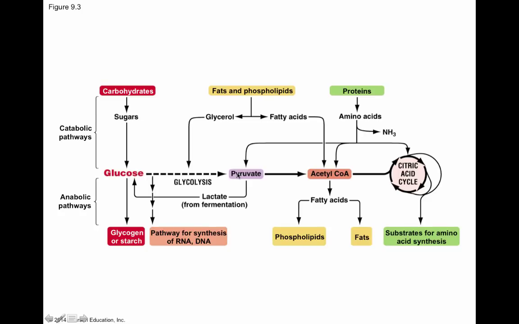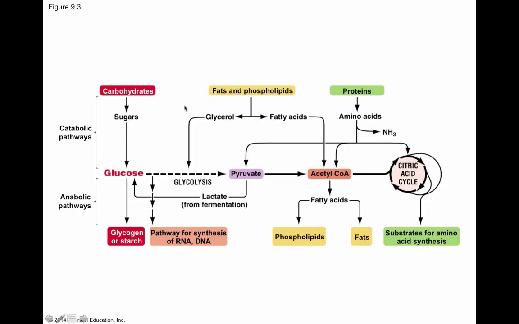Here's phase 1, glucose to pyruvate, so that's glycolysis. Here's pyruvate processing to acetyl-CoA. Here's acetyl-CoA entering into this TCA, or citric acid cycle. So that is phase 1, 2, and 3, where glucose is oxidized.